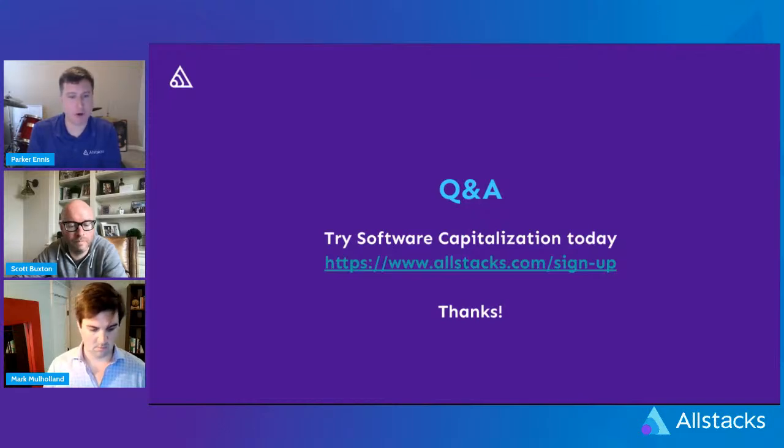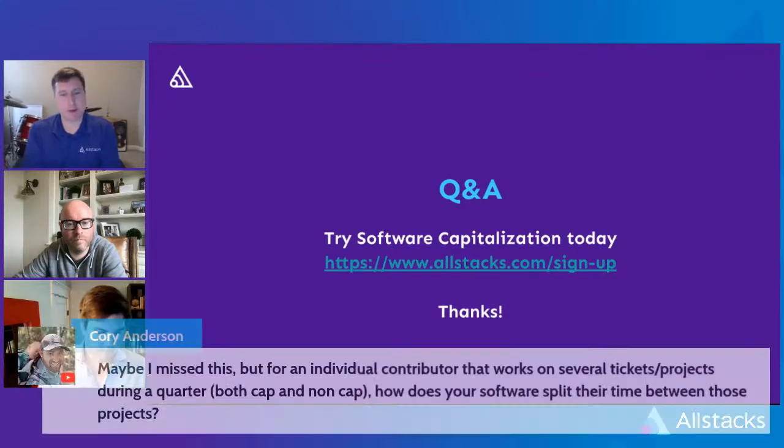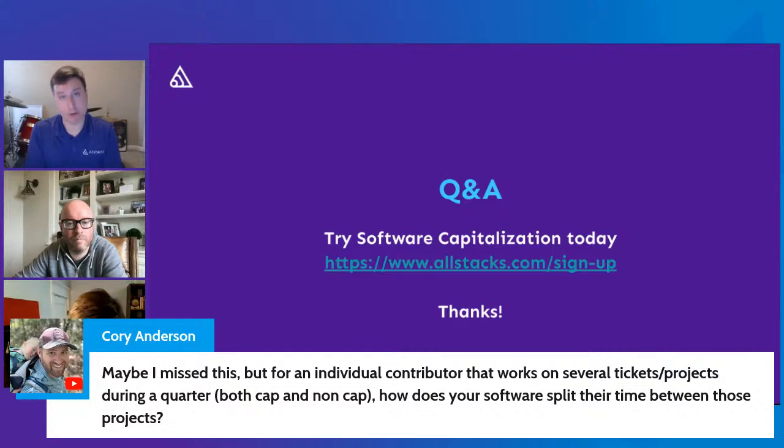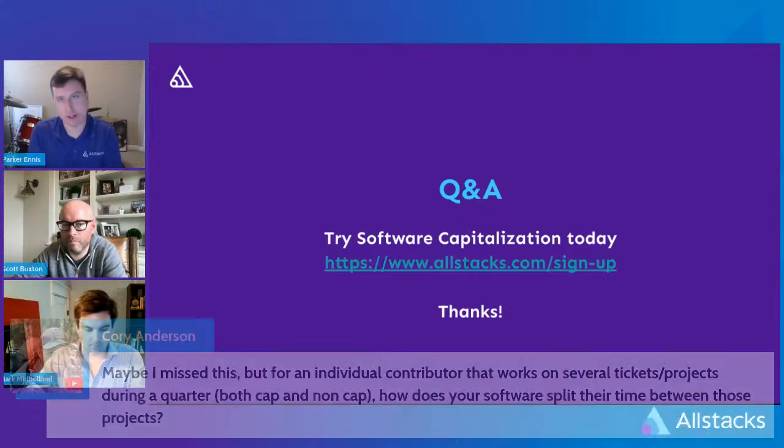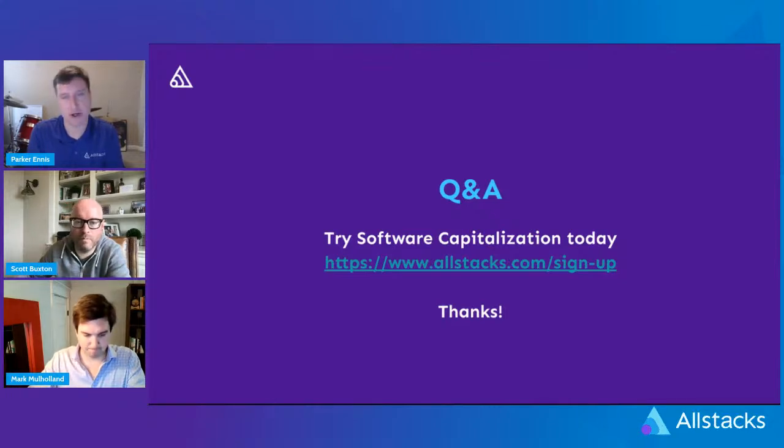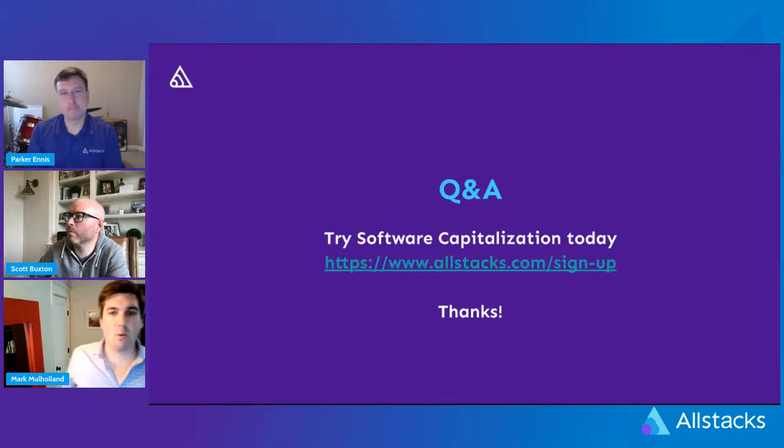And then this is a good one. Another one from Corey says: maybe I missed this, but for an individual contributor that works on several tickets and projects during a quarter, which could be both capitalizable and non-capitalizable, how does your software split their time between those projects? I know we've got that full credit and split credit metric, Mark, so probably a good one to talk about there.